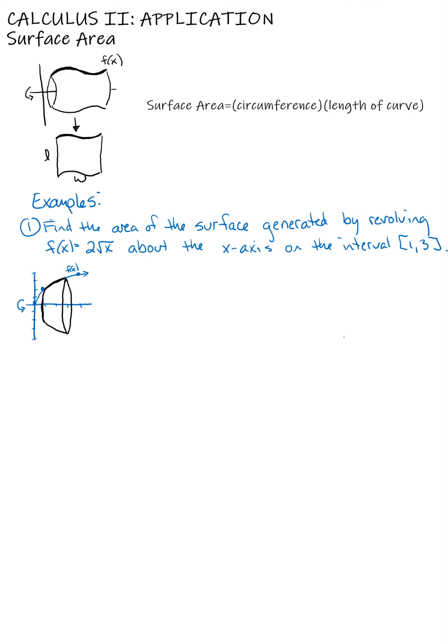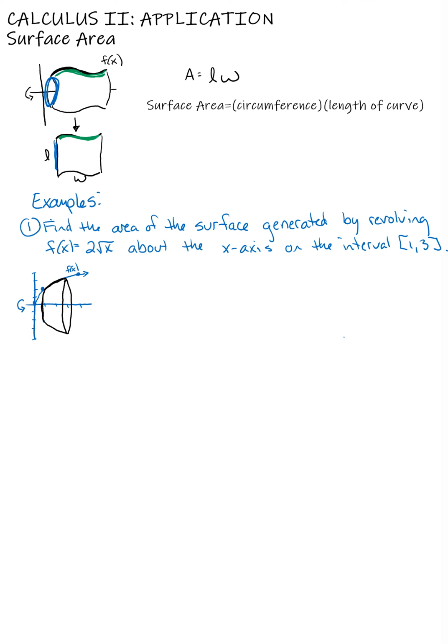Well, we know how to find the area of a rectangle. The area of a rectangle is simply length times width. Looking a little closer though, what is that length? Well, that length here really comes from this circle. It's the circumference of that circle. So our length is the circumference, and the width would be the length of our curve f of x.